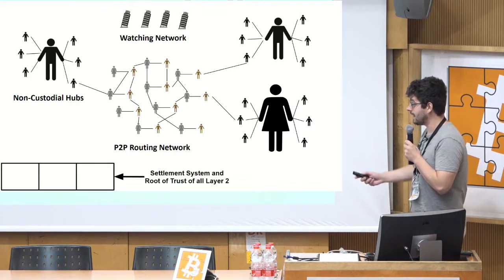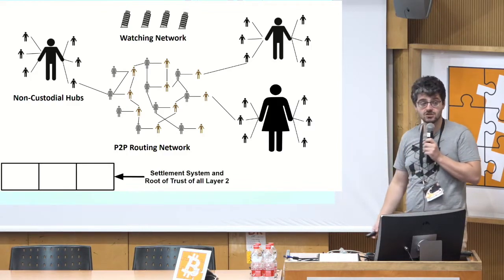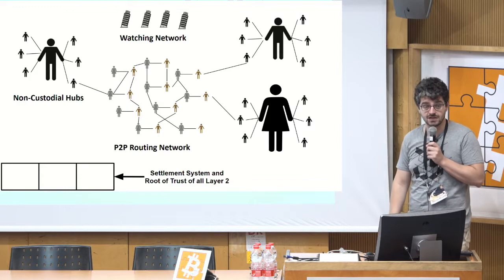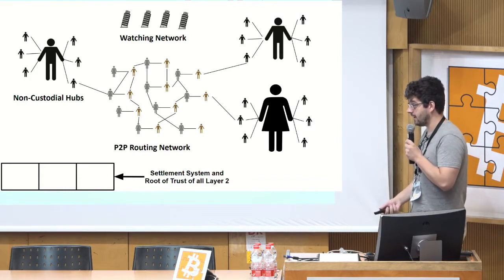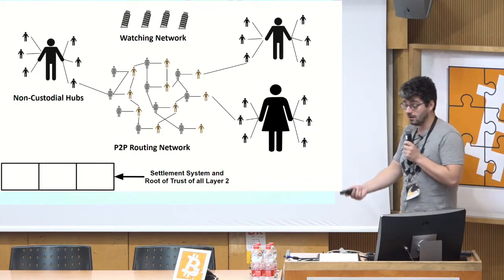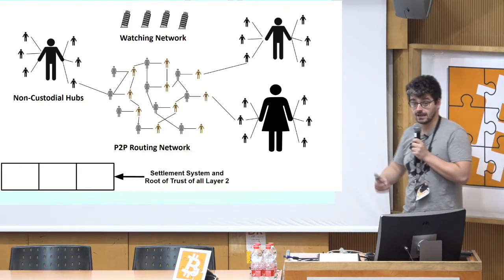And then there's the blockchain. The blockchain is no longer used to process every single transaction. Instead it is this settlement layer where you can join an off-chain protocol, leave an off-chain protocol, and settle disputes.